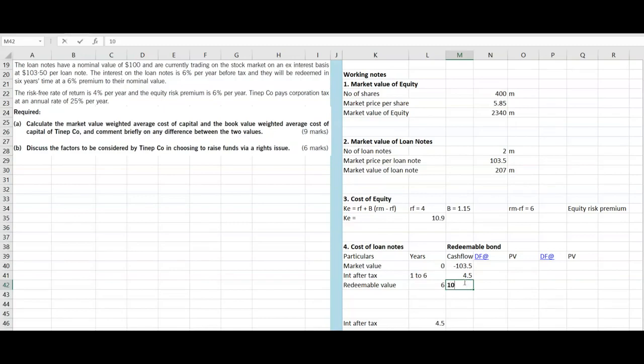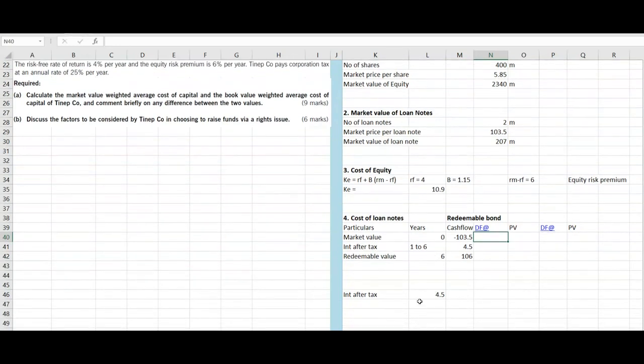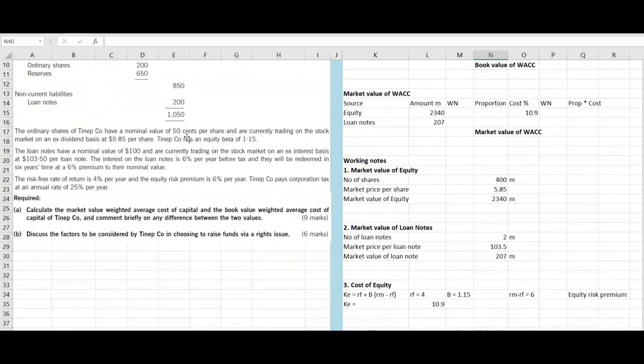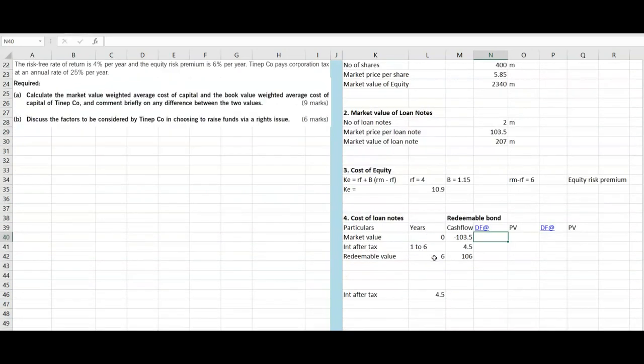So 100 is the normal value of the bond. If it's redeemed at 6% premium, it will be 106. So that's how the cash flow is. We have to get the discount factor. So whatever the after-tax interest on the bond is, like 4.5, we'll try to take the same interest. We can take any number as the discount factor, but we'll take the normal interest rate, which is 6%. That itself we will take as the discount factor.